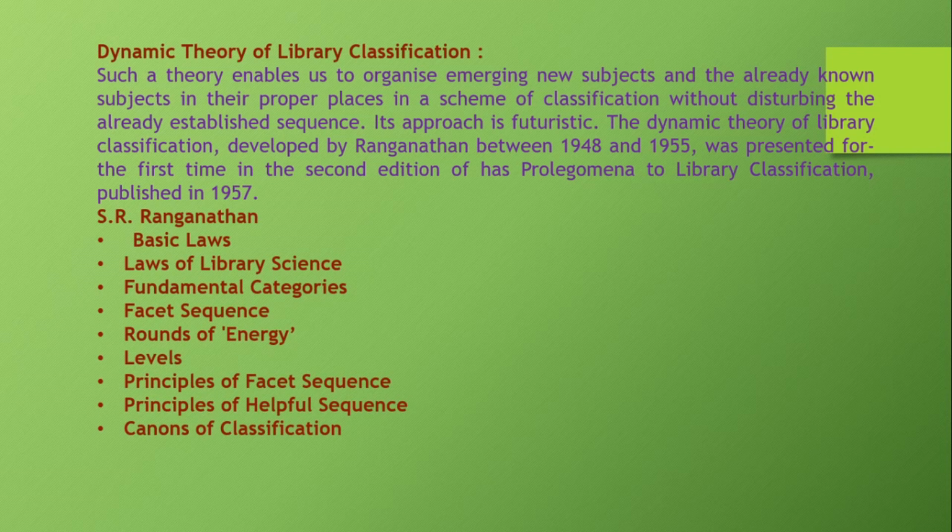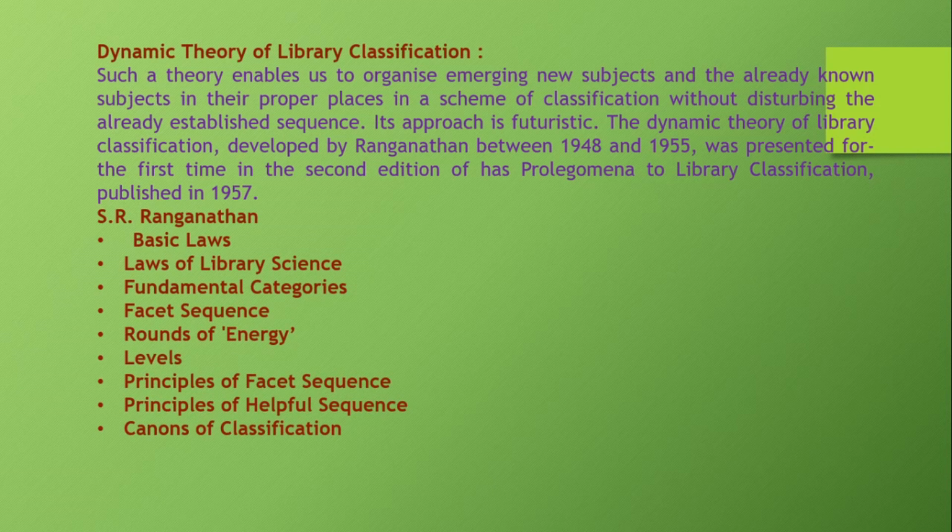Levels. He further postulated that the fundamental categories personality and matter manifest themselves more than once in one and the same round with the subject. The manifestations of a fundamental category within a round is said to be its level 1 facet in the round.